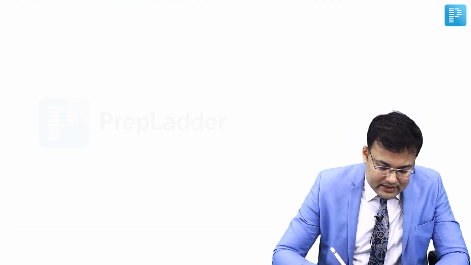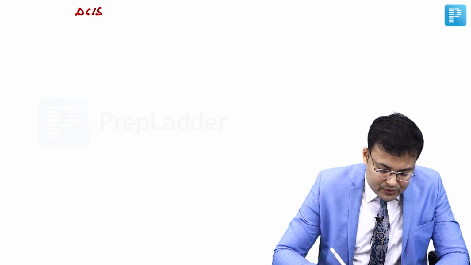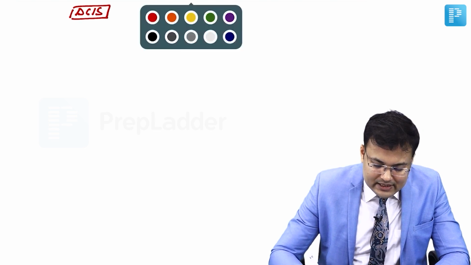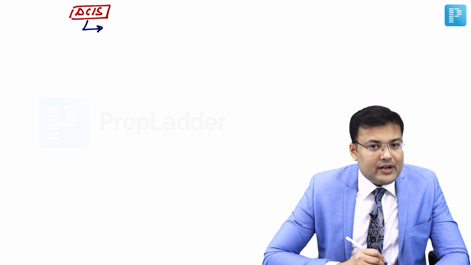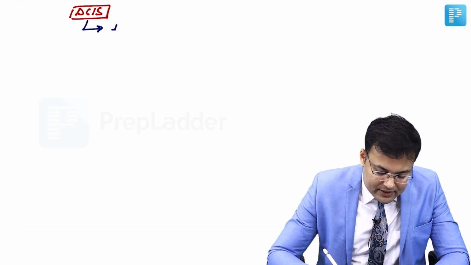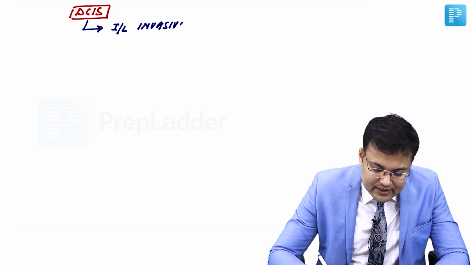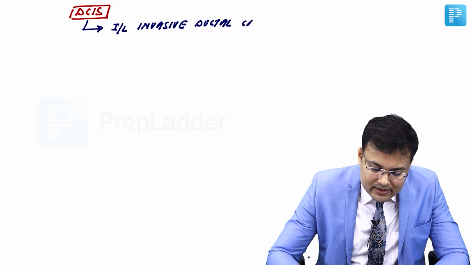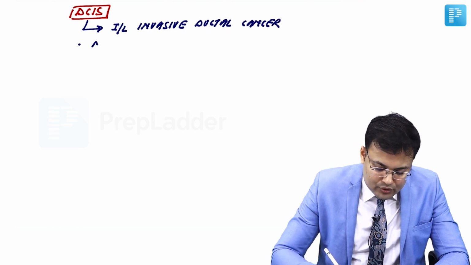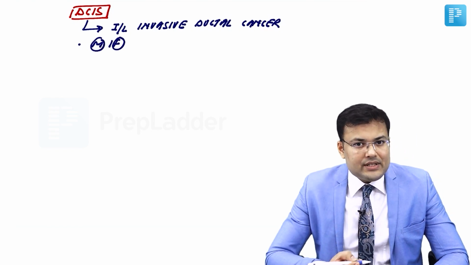First we are going to discuss DCIS, Ductal Carcinoma in Situ, and we discussed that it's a risk factor for invasive ductal cancer. What kind of? Ipsilateral. It is going to increase the risk of ipsilateral invasive ductal cancer, and it can be seen in both males and females. Clear? It can be seen in both.